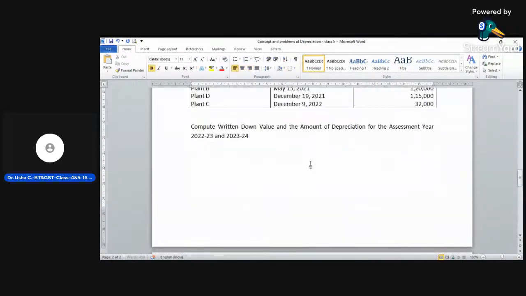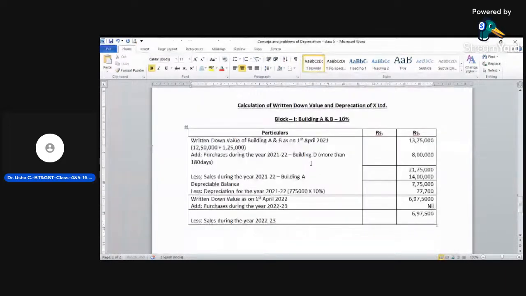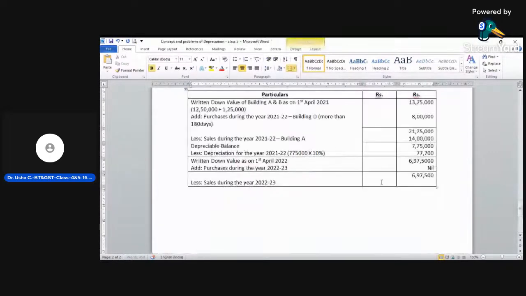Is there any sales of asset, I mean building, with respect to building A, building B and building D? Already it is there in the block. Whether any of these three assets have been sold. Building A is sold in the year 2021 and it has been considered already, correct? So building A is taken into consideration. No other buildings have been sold. So it is nil.